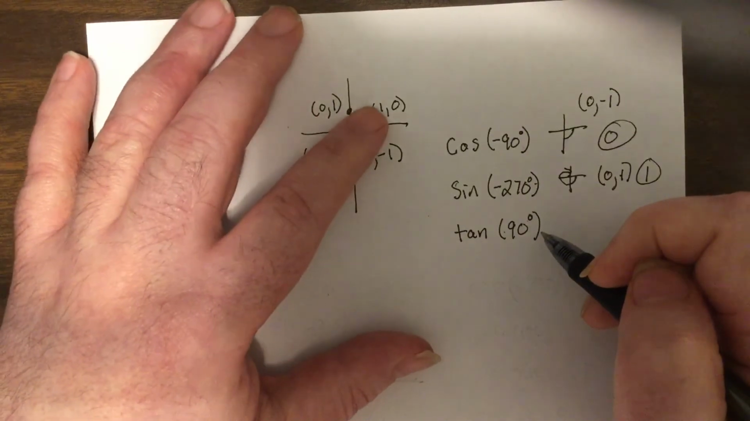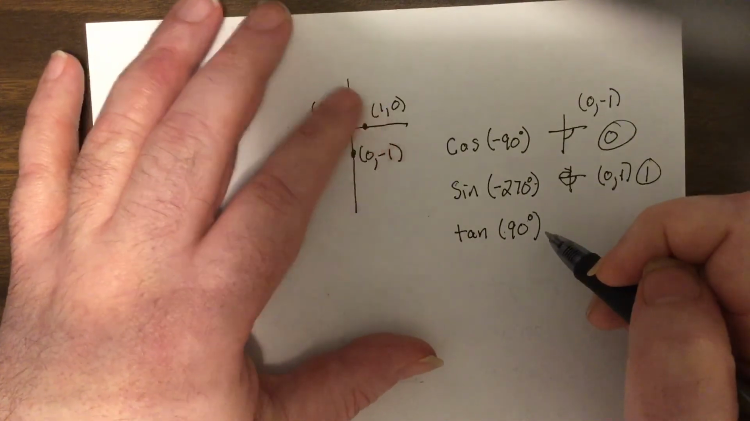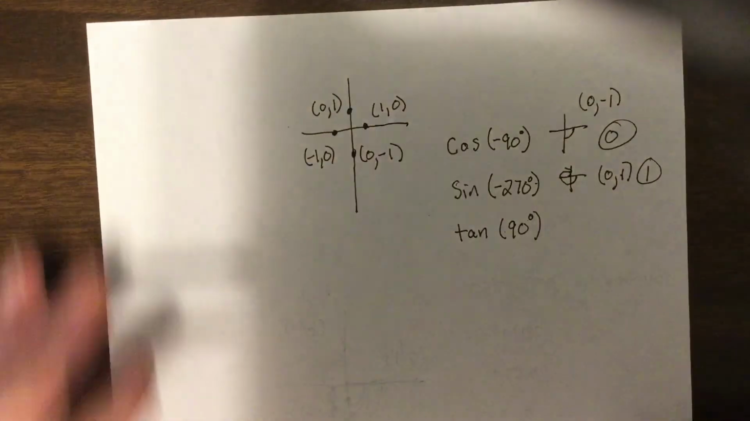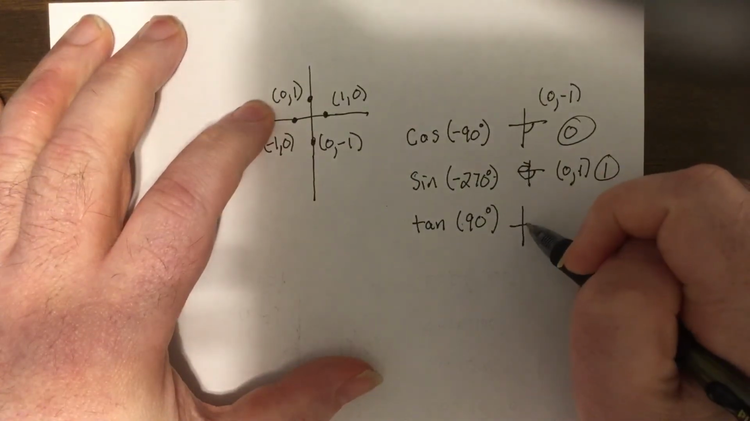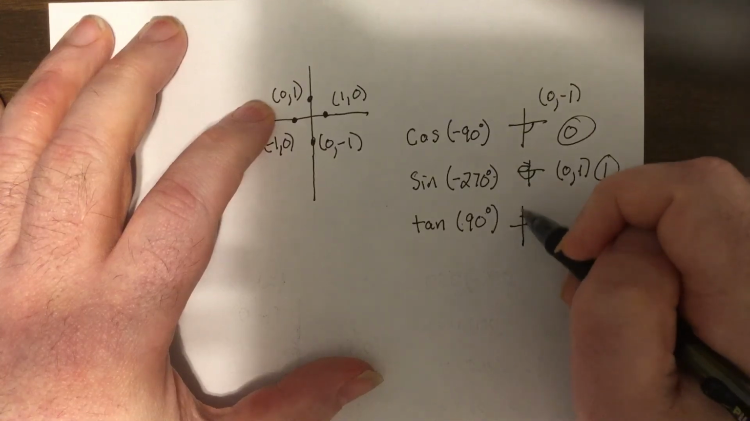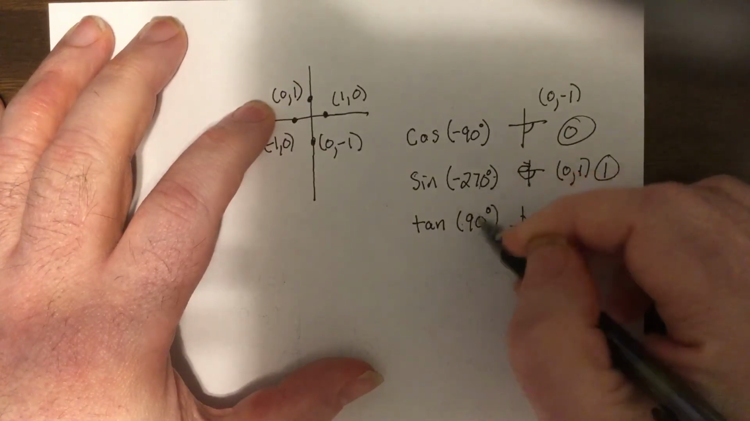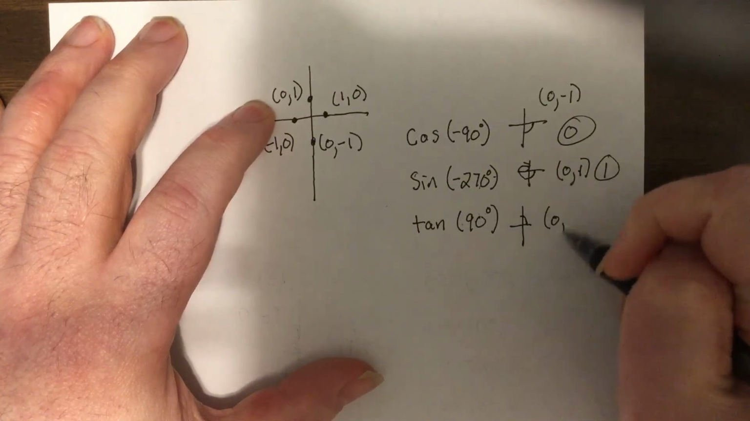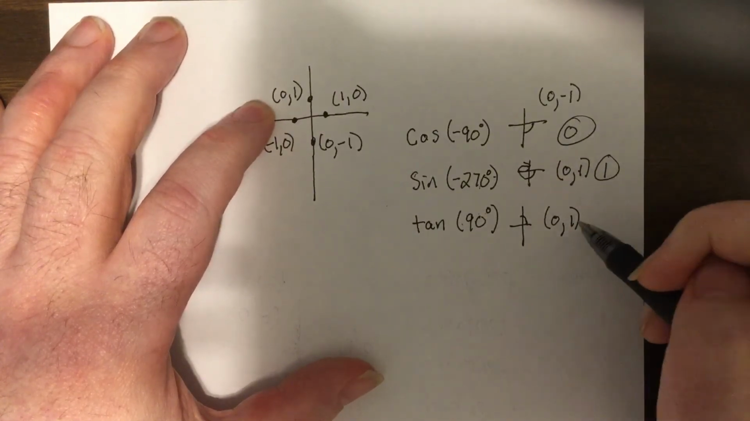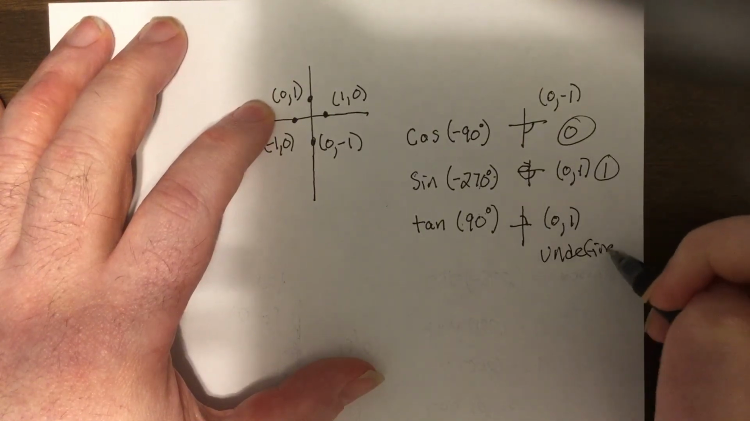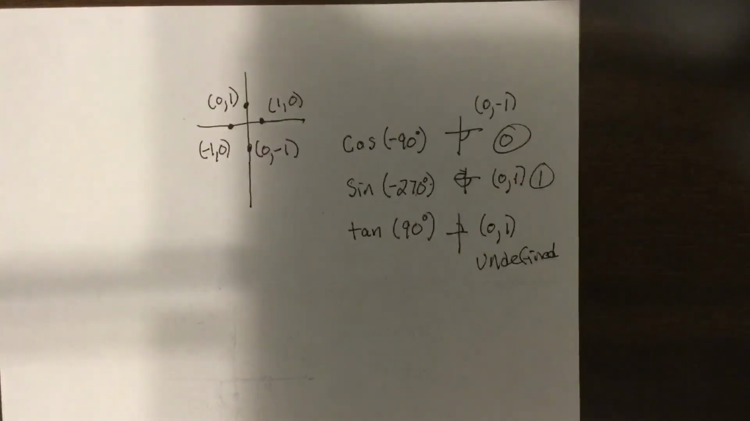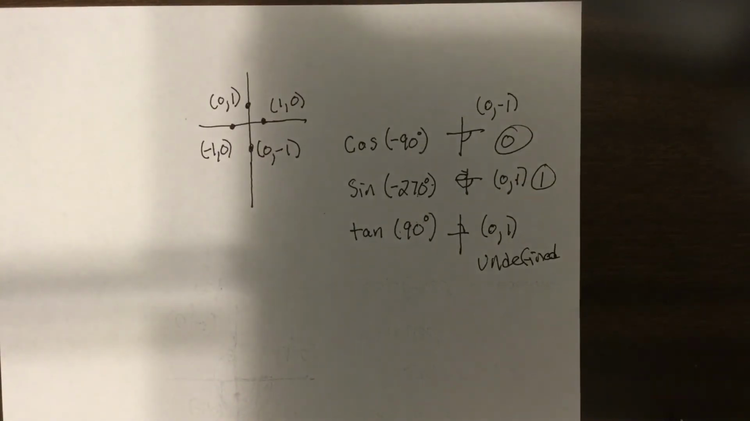Tangent of 90, ooh, that's the same terminal side. And in fact, that has a word. If two angles use the same terminal side, they're called coterminal. So these two angles are coterminal because they use the same terminal side, even though they have a different angle measure. But it still uses the same ordered pair. Tangent's y over x. Oh, so it's undefined. Okay, good deal.